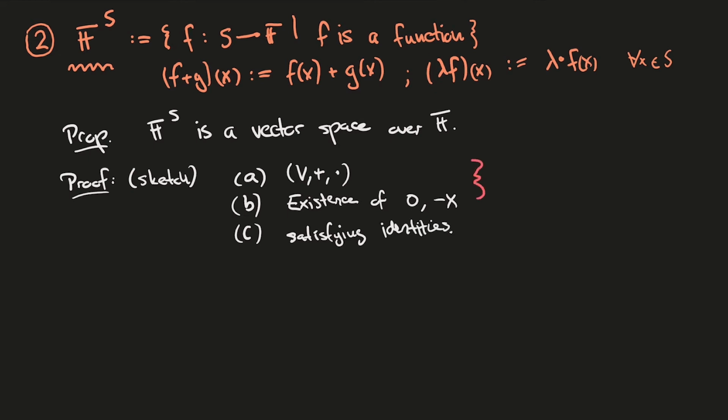We can group this as follows. A and B could be called the data of a vector space, and C could be called the properties that these data are required to satisfy. In our case, A is already given, so we have the definition of the set Fs and the operations on that set above. And in what follows, I will show B, so the existence of the zero and the additive inverses, and I'll show one of the identities in C.